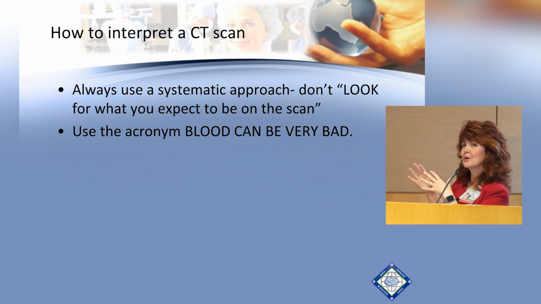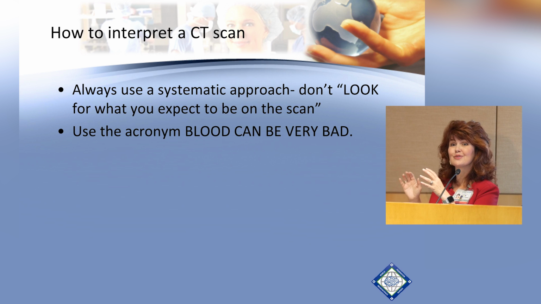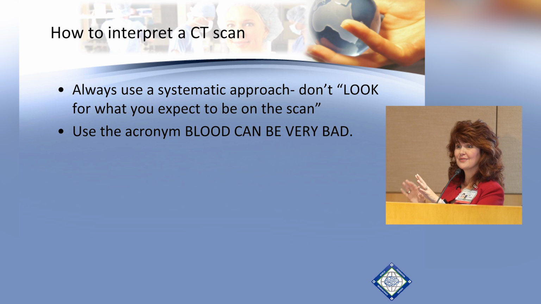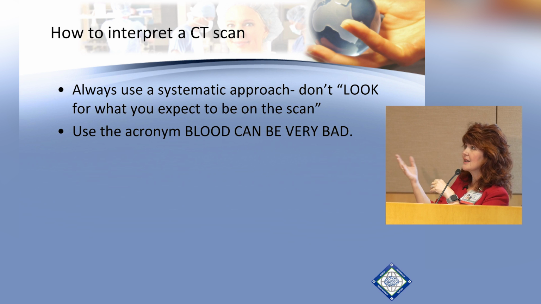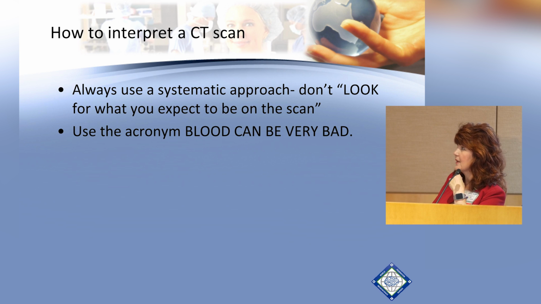So I want to just give you a quick metric on how do we interpret a CT scan. I think it's really critical to use a systematic approach and don't look for what you think is there. That's really important because you'll miss a lot of stuff if you're just looking for, well, this patient has this, so I'm going to look for that. You'll miss some of the other findings. And I always use the acronym, blood can be very bad. And I'll talk to you about what that means.